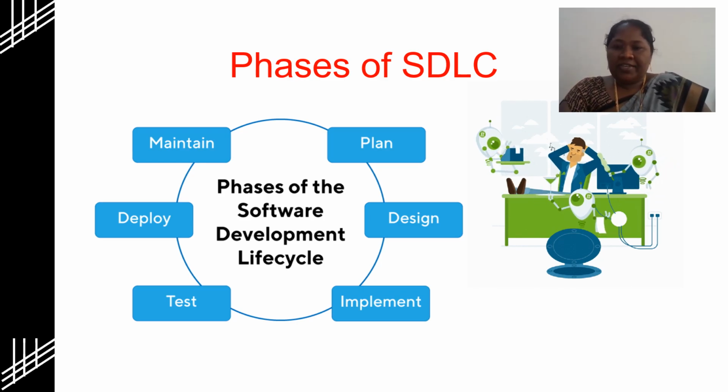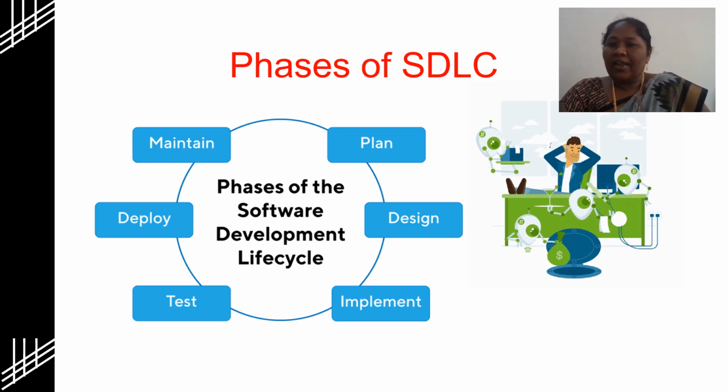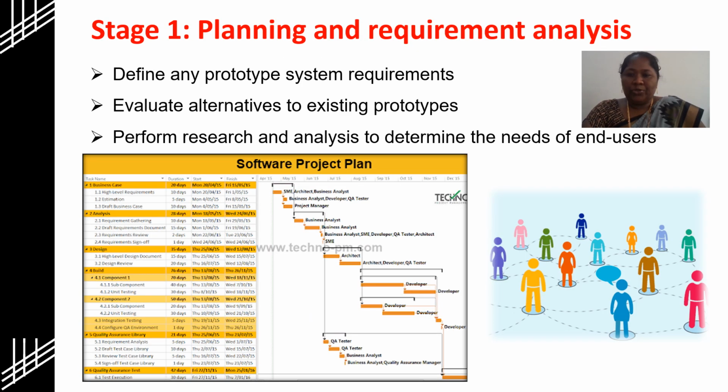So what is the first phase? Planning phase. And what are the things we have to do? One step at a time, we are going to discuss now. So as per the planning and requirement analysis phase, every project must be completed within the planned duration. So a chart will be prepared.